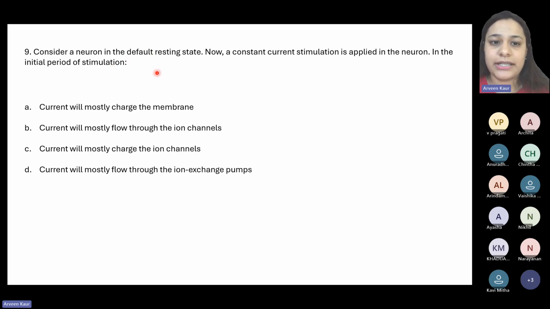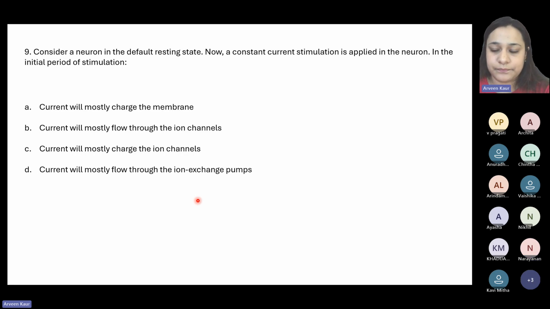Consider a neuron in the default resting state. Now, a constant current stimulation is applied to that neuron, right? In the initial period of stimulation, which of these will be true? Current will mostly charge the membrane, current will mostly flow through the ion channels, current will mostly charge the ion channels, or current will mostly flow through the ion exchange pumps. So, which of these is going to be true?